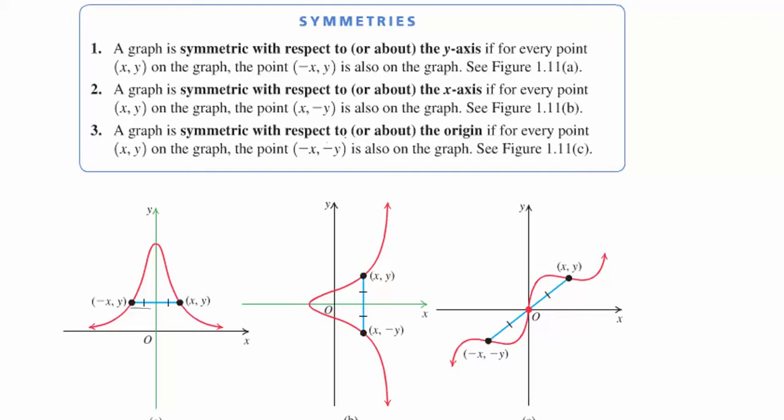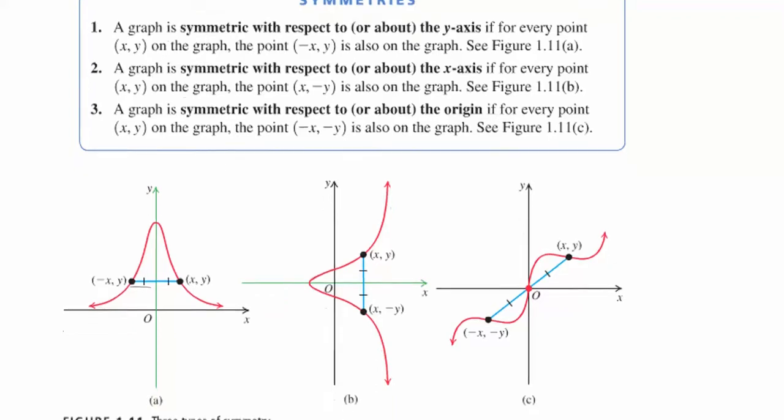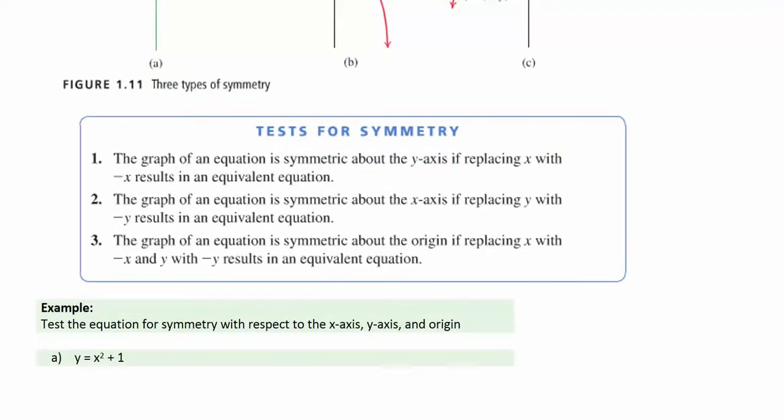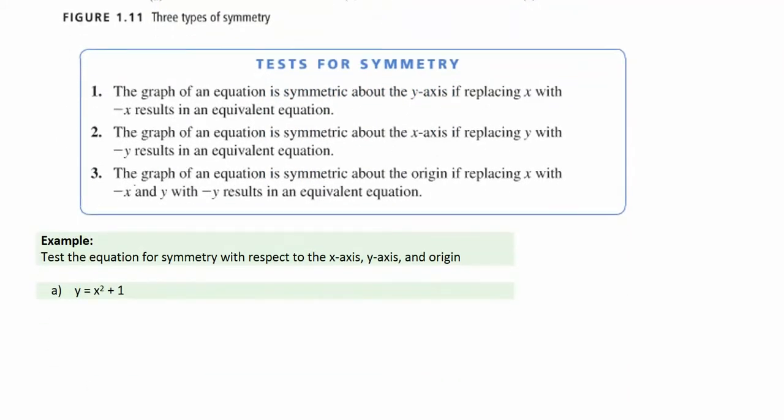what it says: a graph is symmetric with respect to the origin if for every (x, y) on the graph, the point (negative x, negative y) is also on the graph, so you get exactly the opposites. All right, so what you want to do is go through these steps to test for symmetry. You're going to have y-axis symmetry if you plug negative x into the original equation and you get what you started with. You have x-axis symmetry if you replace y with negative y and you get what you started with, and you have origin symmetry if you replace x with negative x and y with negative y and you get the same equation that you started with.